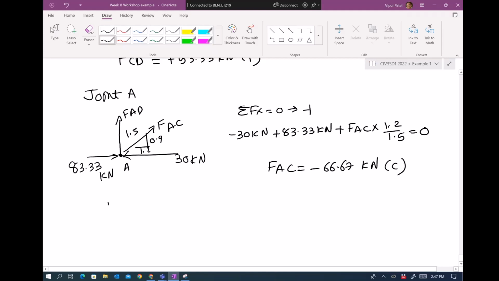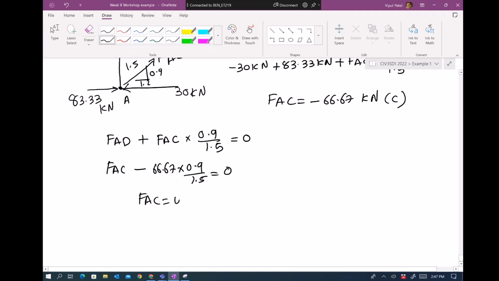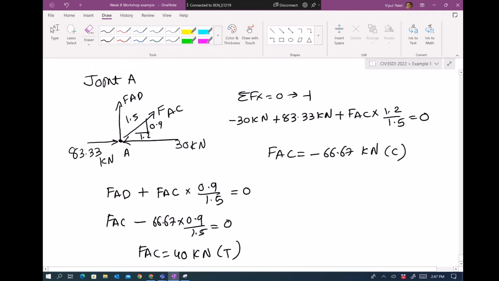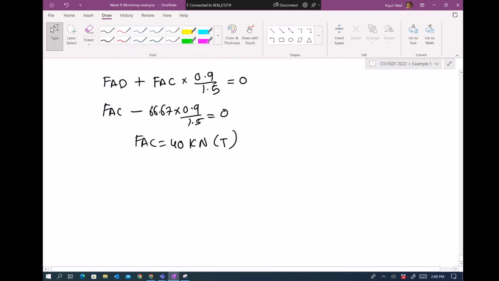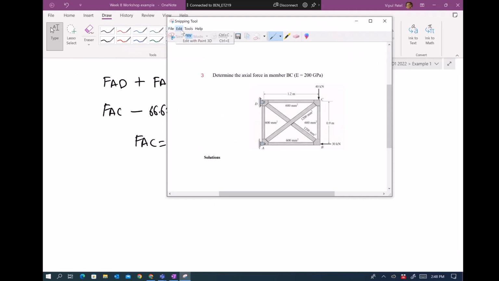Right? And FAD going up plus FAC going up times by 0.9 on 1.50. Anything else? We found this, I found this. We found everything, right? Let's put that one here. Copy.